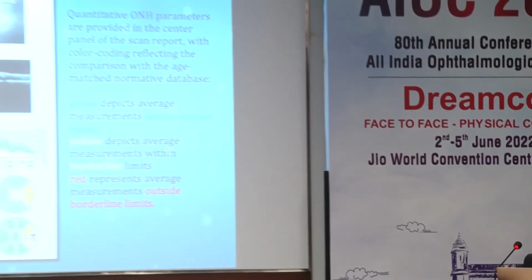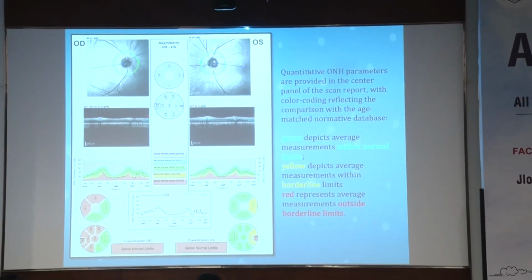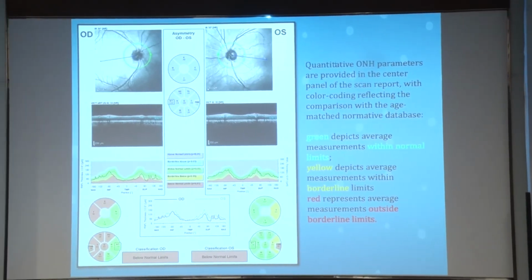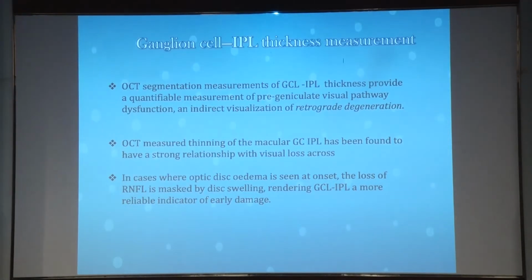As we can see in the center, we have the quantitative ONH parameters, and in the color coding area, green depicts average measurements within normal limits, yellow depicts that it is within a borderline range, and red depicts that it has gone outside the normal limit.